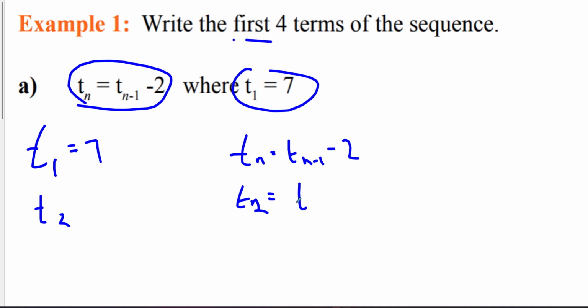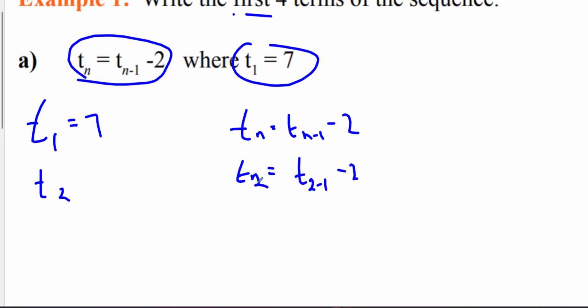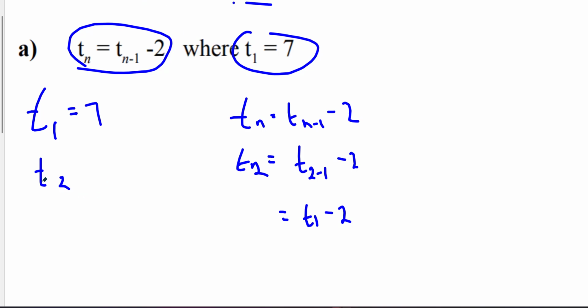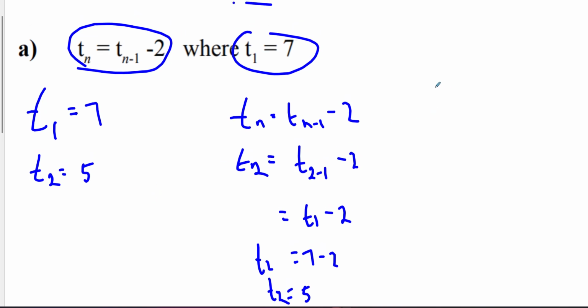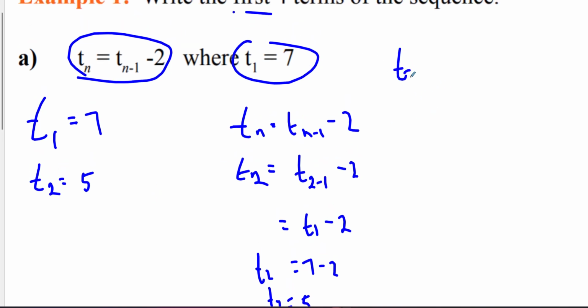So the second term, T2, is when n is equal to 2, right? So if n is 2, this is going to be 2 minus 1. That's the same thing as T1 minus 2. And we know that T1 is 7. That was given. 7 minus 2. So T2 is equal to 5.